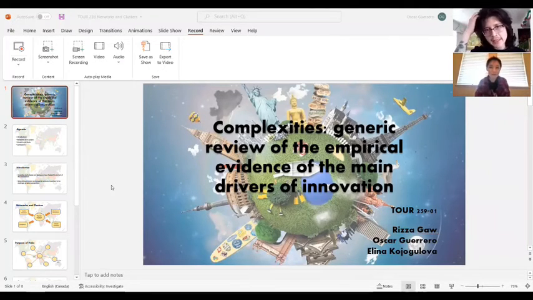We are the team Galileo, and we are going to talk about the complexities, the generic review of the empirical evidence of the main drivers of innovation. This sounds like a lot, but it's quite simple. So yeah, we will guide you through this topic.